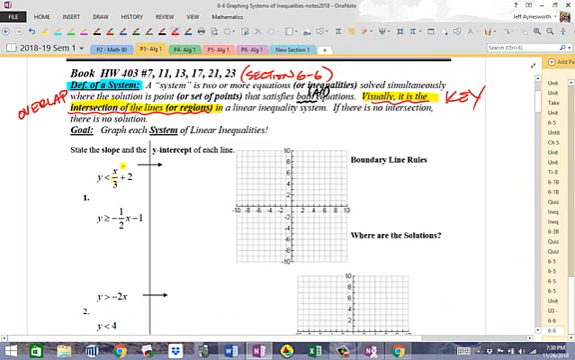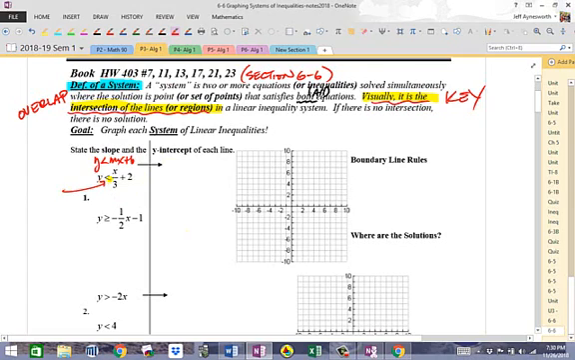All right, so the very first thing we look at here is the system. We've got y less than x divided by 3 plus 2. Okay, it's in slope-intercept form. y is less than mx plus b. I took an easy one here to begin with, and we have to understand the basics here.